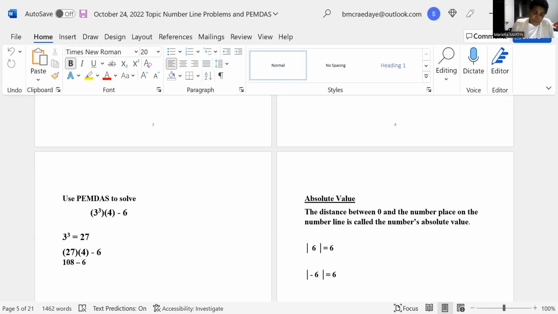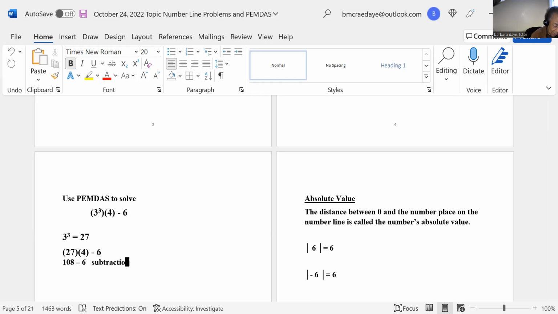I get the parenthesis 648. No, no. Wait a minute. 108 minus 6 means to subtract 6 from 108. Wait a minute. I did something wrong. Let me do something. So, 108. That's a subtraction, remember? I get 102. That's it.